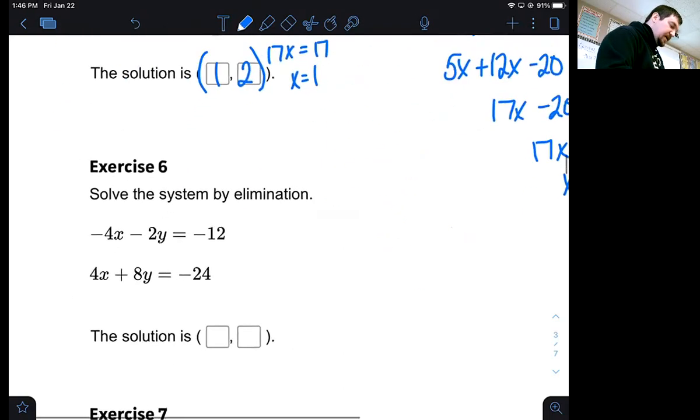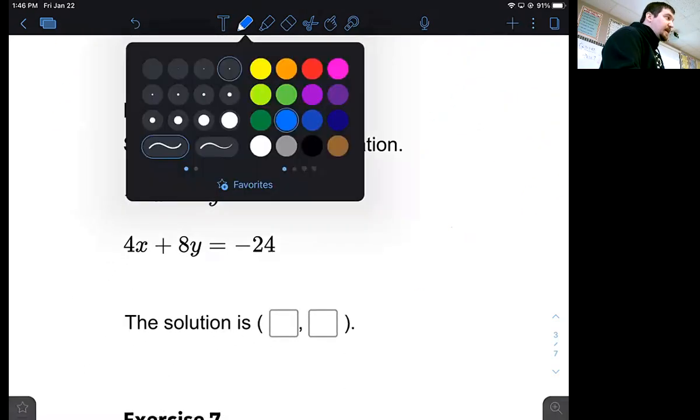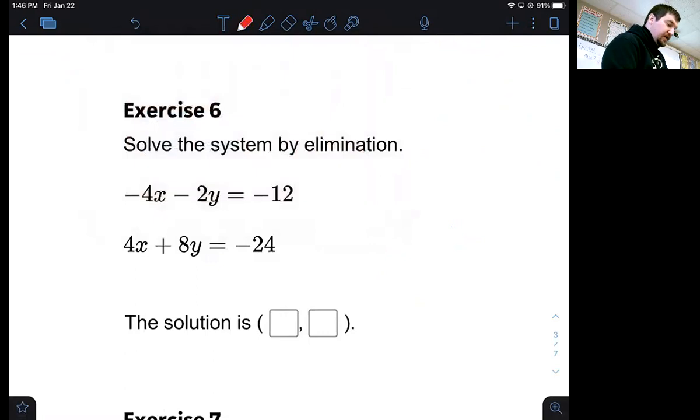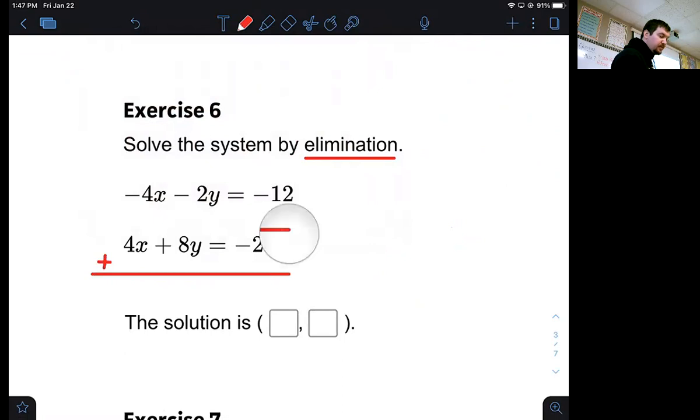Number 6 says solve using elimination, and that's exactly how I want you to solve it, because the x variables are already set to go here. I told you that I prefer them to be opposites, so we add. Adding with negatives has always been easier for me than subtracting with negatives. If that's not a problem you have, then if it says 4x and 4x, you're ready to go. You can just subtract. Here, though, you want to add because they're already opposites.